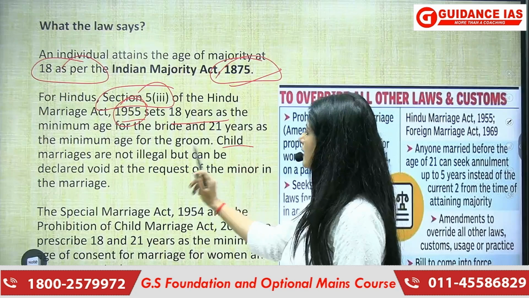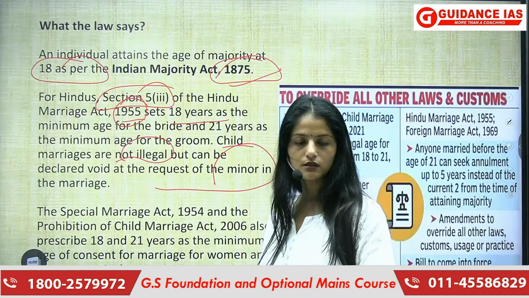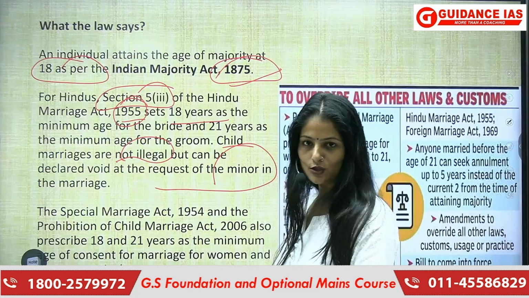And child marriages are not illegal. You have to remember this. Child marriages are not illegal in our country, but can be declared void. They can be cancelled at the request of the minor in the marriage. If the minor requests it, but again, I don't think anybody really goes and complains about this, so this doesn't really happen.